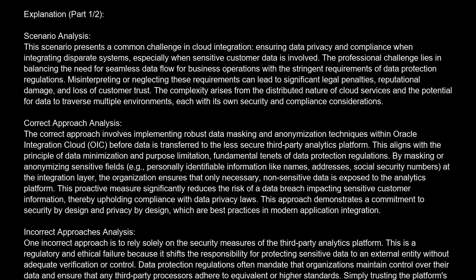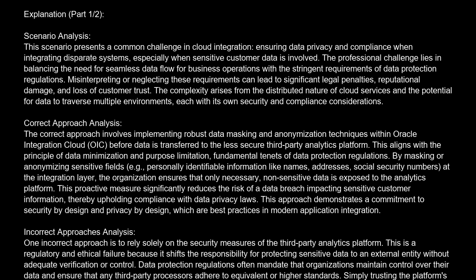The correct answer is A. Implement data masking and anonymization with Oracle Integration Cloud to remove or obfuscate PII before the data is sent to the third-party analytics platform. Explanation. Scenario analysis. This scenario presents a common challenge in cloud integration, ensuring data privacy and compliance when integrating disparate systems, especially when sensitive customer data is involved.